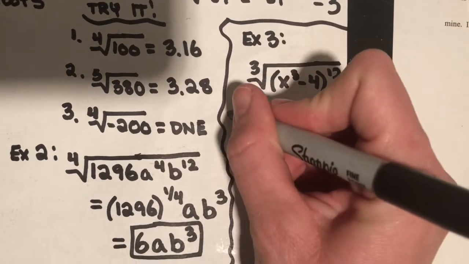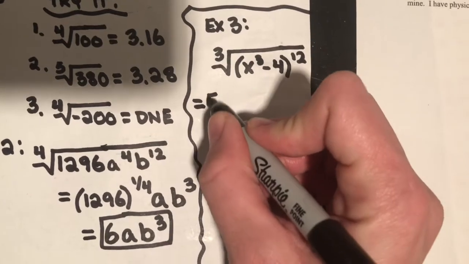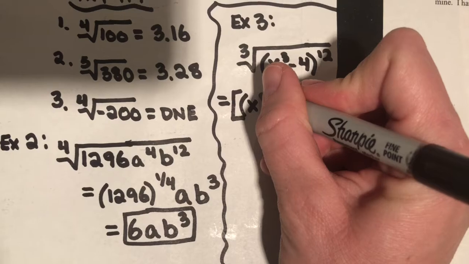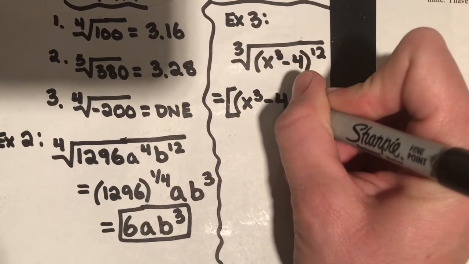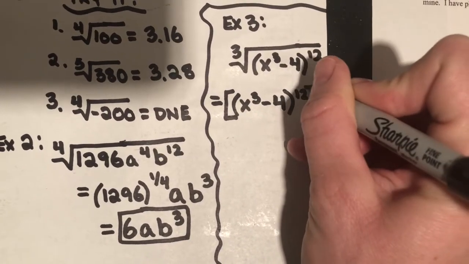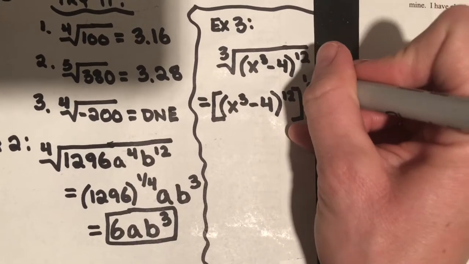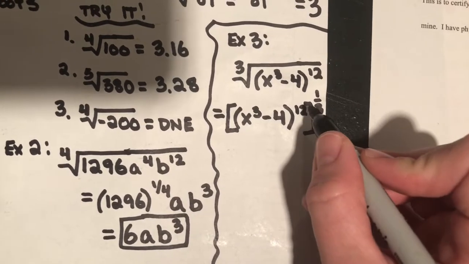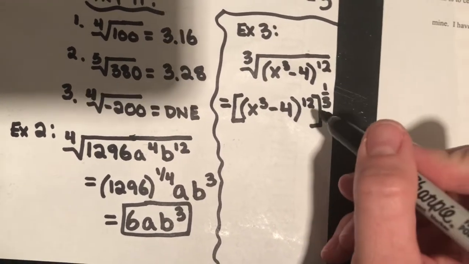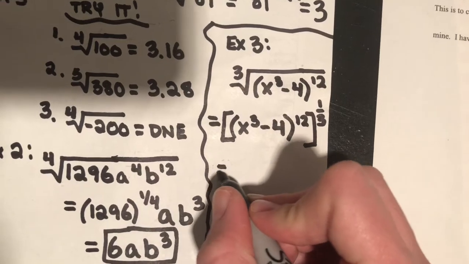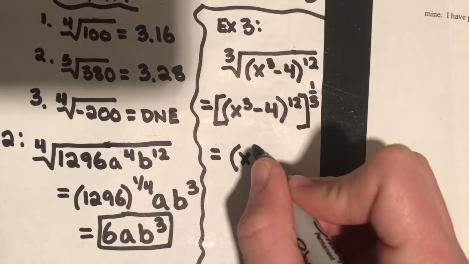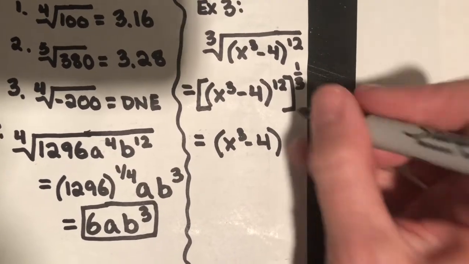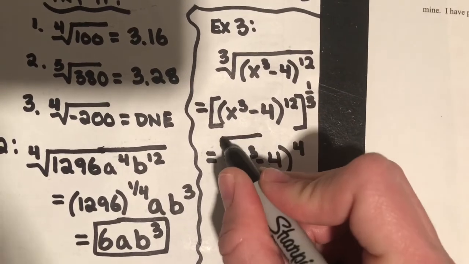So that means this is actually going to be bracketed right here. And we have x cubed minus 4 to the 12th, and that whole thing is to the 1/3 power. So all we're going to be doing is 12 divided by 3, or 12 to the 1/3. And our final answer is going to be x cubed minus 4, and that entire quantity to the 4th.